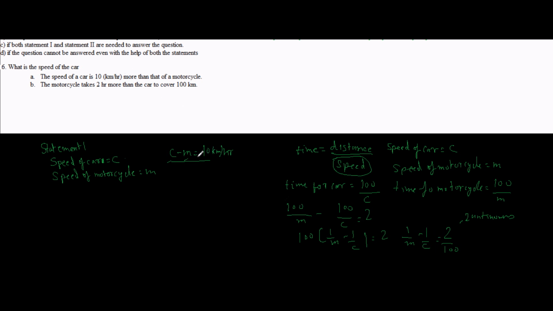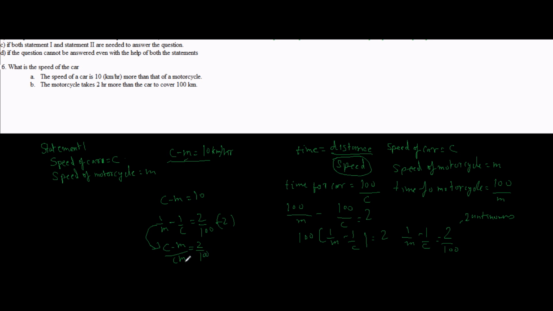But say if I combine statement 1 and 2, where statement 1 says c minus m equal to 10 and statement 2 says 1 upon m minus 1 upon c equal to 2 by 100, then we do have two equations. Now just to be careful, let me take the LCM here. I get cm as LCM, c minus m as numerator is equal to 2 by 100. This is basically equation 2, which I have simplified into this.